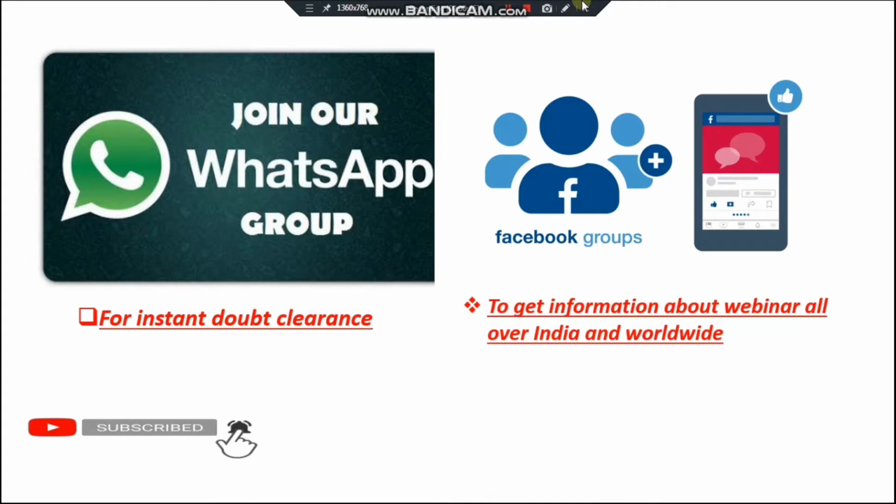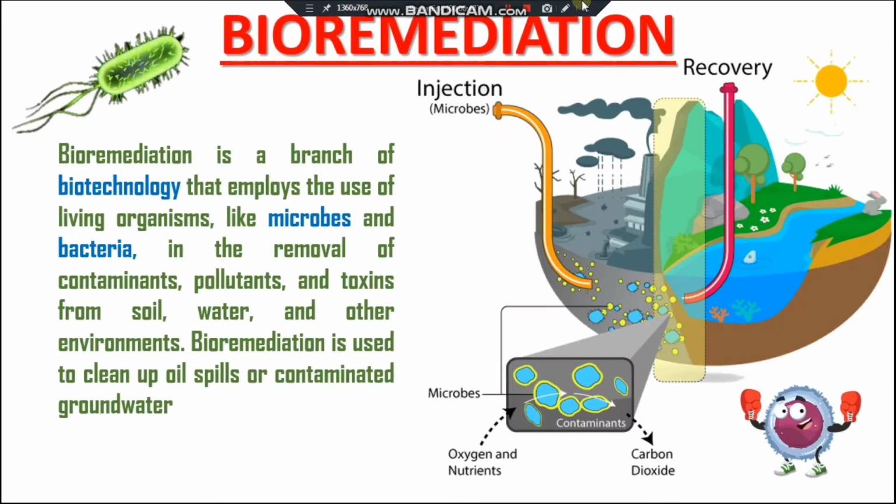So now let's get into the main concept of the video, that is bioremediation. So what is bioremediation? Bioremediation is a branch of biotechnology that employs the use of living organisms like microbes and bacteria in the removal of contaminants, pollutants and toxins from soil, water and other environment. Bioremediation is used to clean up oil spills or contaminated groundwater. By seeing the image shown on the screen, you can understand the basic concept of bioremediation. So that's all about the basic information of bioremediation.